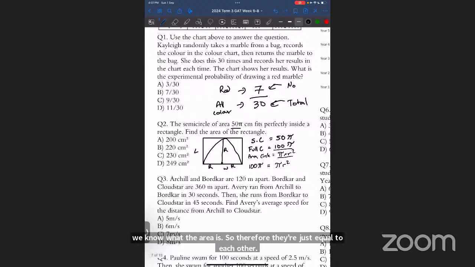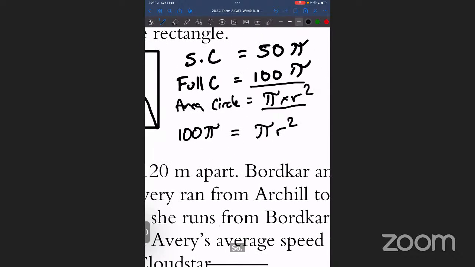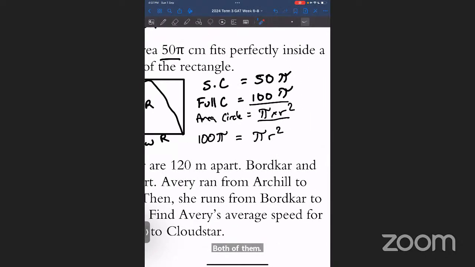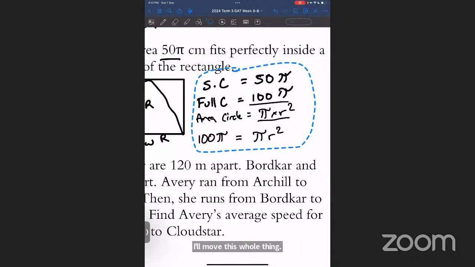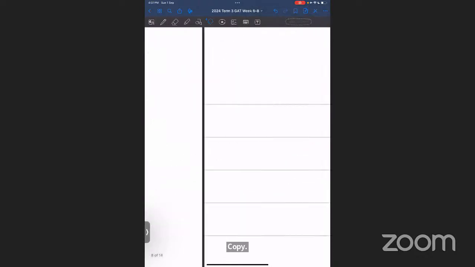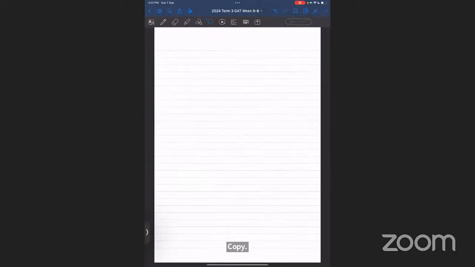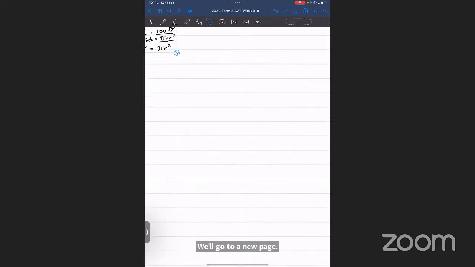Okay? So since they're equal to each other, we can now figure out how to find the radius. Both of them have pi on each side. So what I'm going to do, just to make it easier to follow through, I'll move this whole thing, copy. We'll go to a new page. We can do it here. Paste. All right.